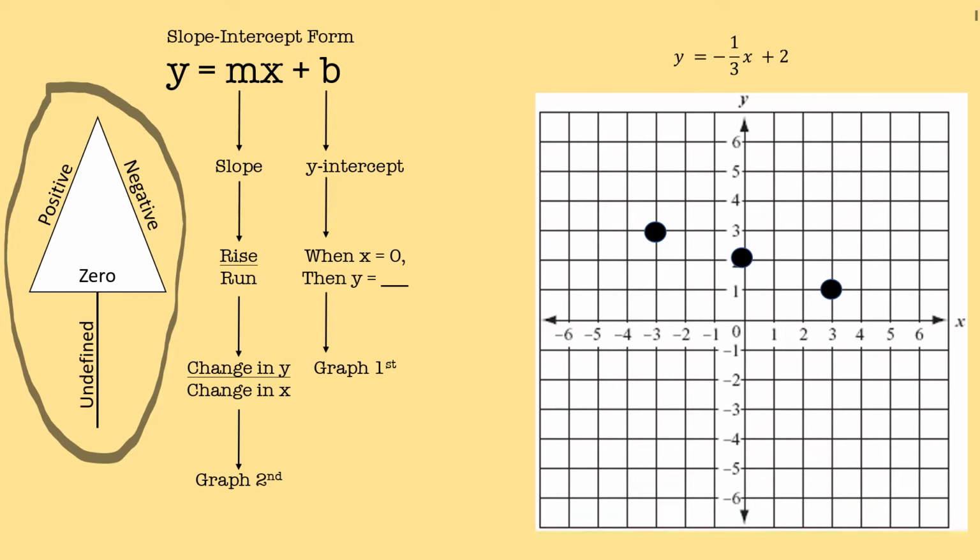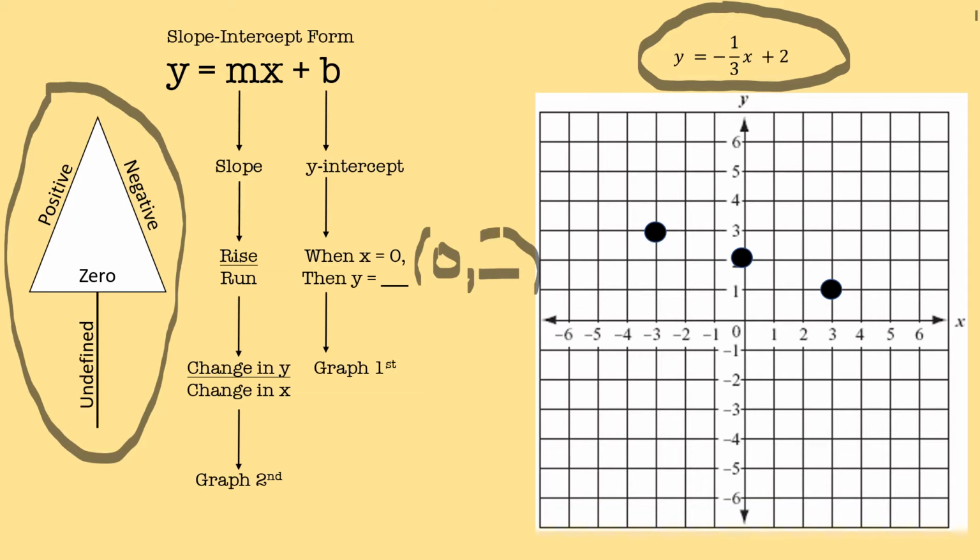If we go under y-intercept, it says when x is 0, then y is equal to, this is basically a coordinate point. If x is 0, then y is whatever. So if we're looking at this first equation here to graph, our y-intercept is 2, so our coordinate point would actually be 2 here. And you would graph that first point, which is right on the y-axis.